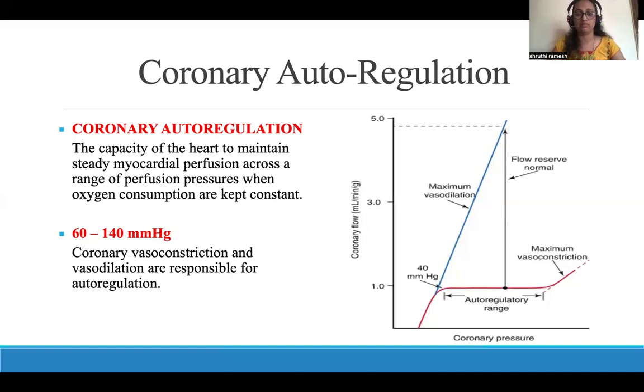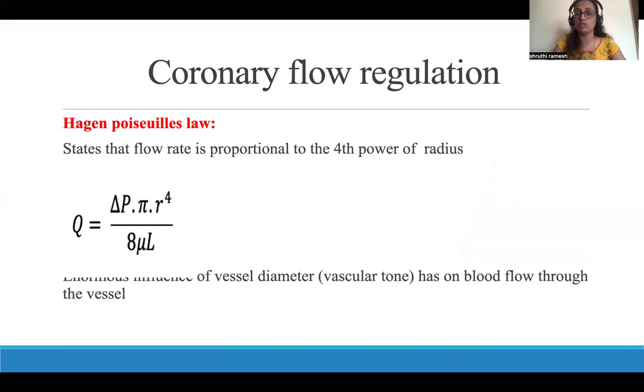The main factor which makes this coronary autoregulation possible is the coronary vascular resistance, that is the vascular tone. The coronary flow in the coronary blood vessels follows the Hagen-Poiseuille law. It states that the flow rate is proportional to the fourth power of the radius. In this equation, when pressure, viscosity, and length are kept constant, flow is proportional to the fourth power of the radius. It shows the enormous influence that the vessel diameter, which is maintained by the vascular tone, has on the blood flow through the vessel.